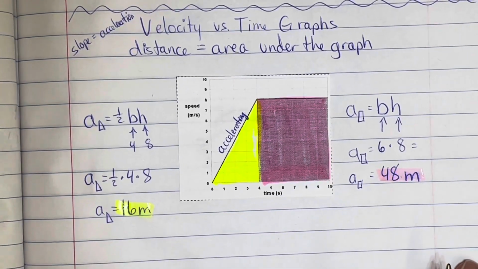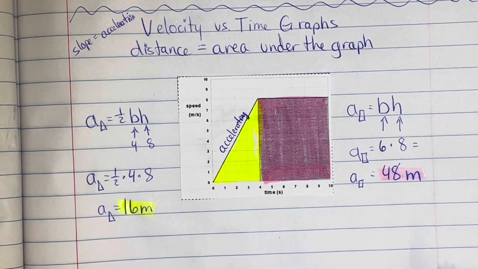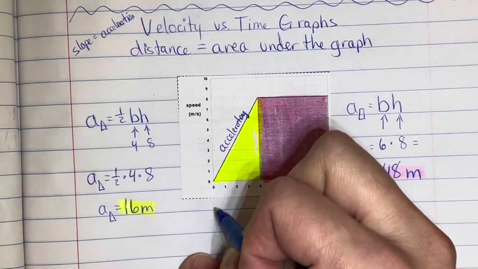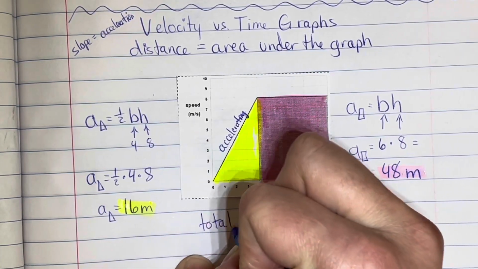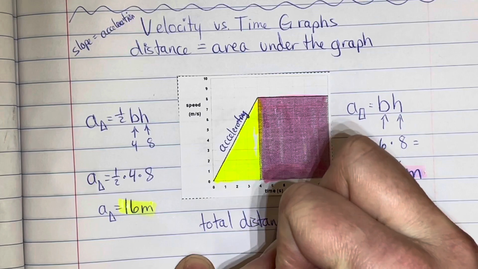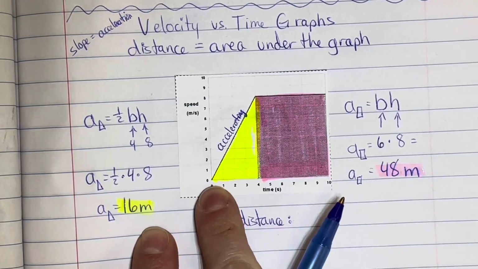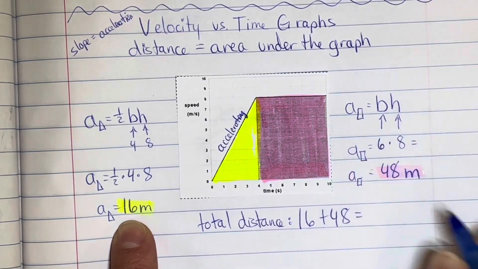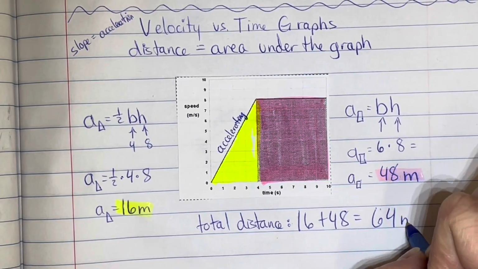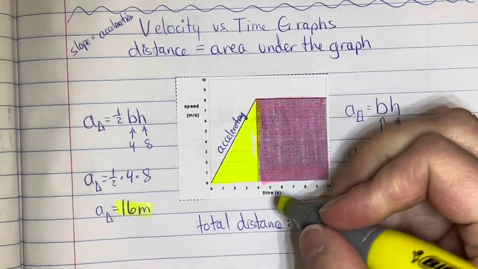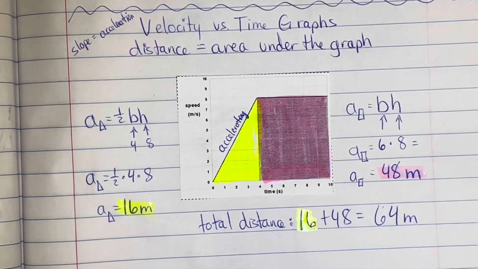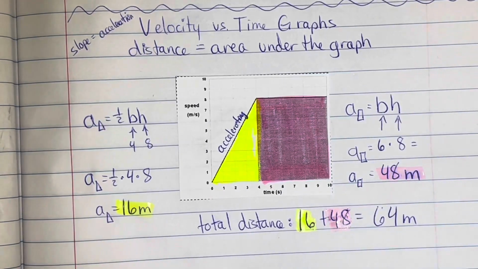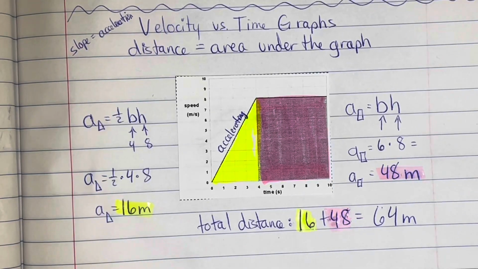Okay? So if I want to know the total distance traveled, I add them together. So how far did it travel from 0 to 10 seconds? Okay? So the total distance traveled would be the 16 plus the 48. Okay, the 16 plus the 48 gives us a total distance of 64 meters.